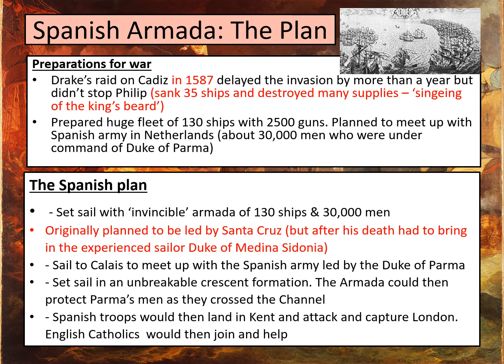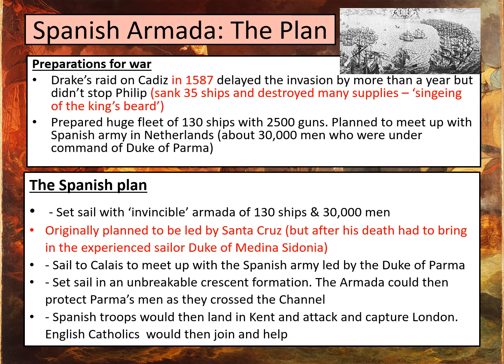So the plan itself, well, this was an invincible armada. This was the biggest armada in the world, and Philip believed that it was essentially undefeatable. This was originally planned to be led by someone called Santa Cruz, who was a very experienced leader of the Navy. But after his death, they had to bring in a less experienced leader in the Duke of Medina Sidonia. So this is really down to the preparation as well. That's nobody's fault, but Santa Cruz died and left them a little bit light in terms of leadership.